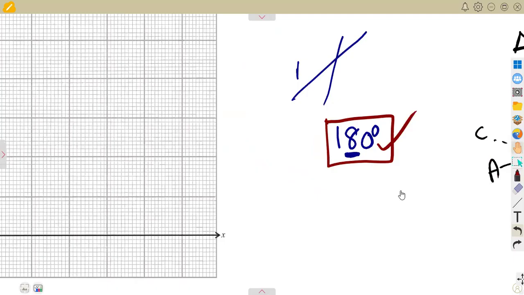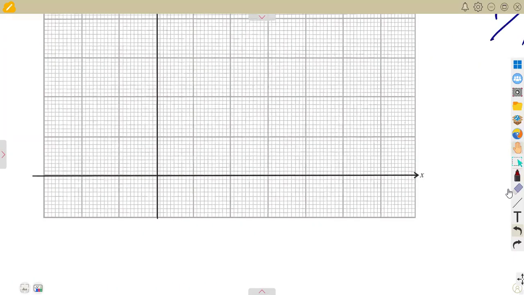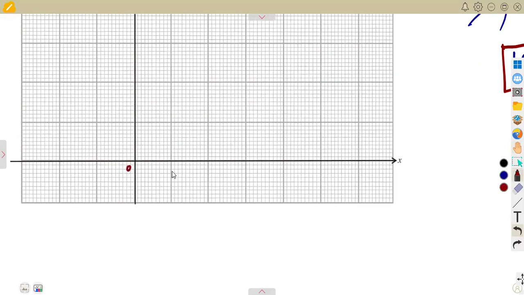So I want to explain this with this example so that you can properly understand what I'm trying to say here. Let's say you're given the same scale of 2 centimeters to represent 1 unit on both axes, and you're given something like this. You just want to see how they can give us these questions.